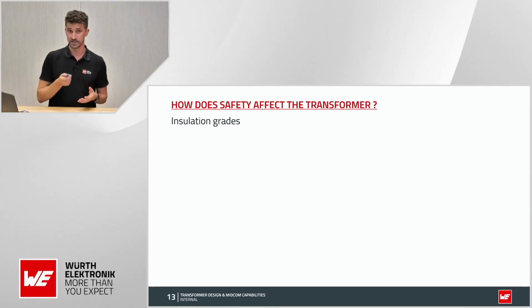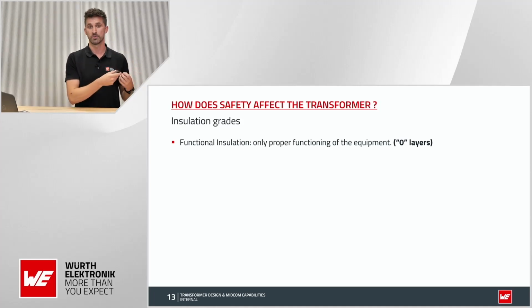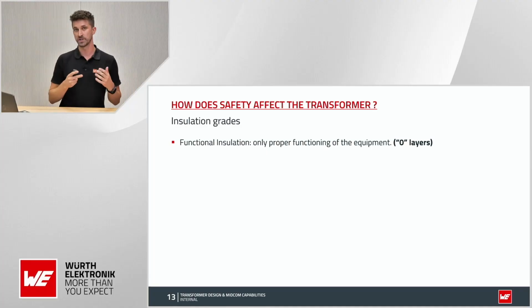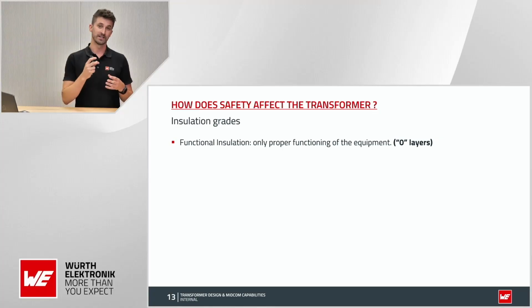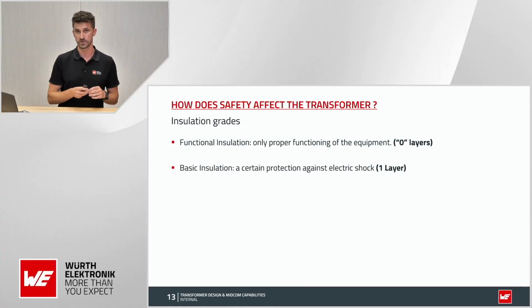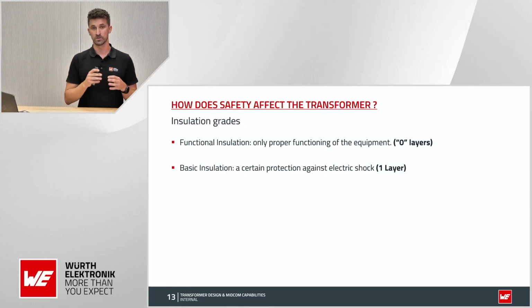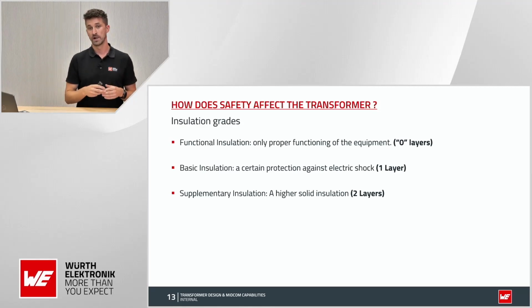Let's start from the insulation grade. The easiest one to achieve is called functional insulation. So there is a grade that only guarantees the proper functioning of the equipment. I put between brackets 0 layers, and this does not mean that we're using bare copper, otherwise we would have a short circuit, but the wire is only insulated through enamel, so this does not take part in any insulation grade. Then, increasing a bit the level of safety, we have the most simple one, which is basic insulation. So we have only one layer of safety to achieve a certain protection against an electrical shock. Then this grade is not that common for us, but with supplementary insulation, we have 2 layers of insulation.